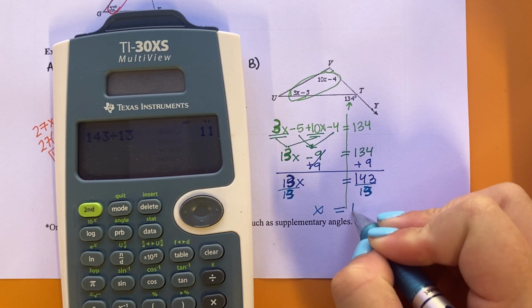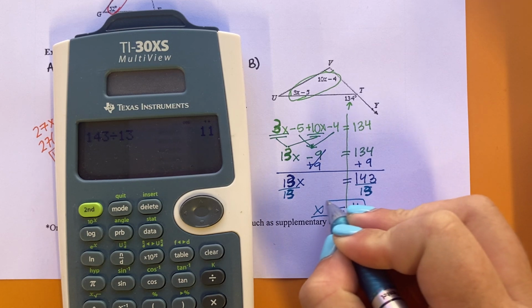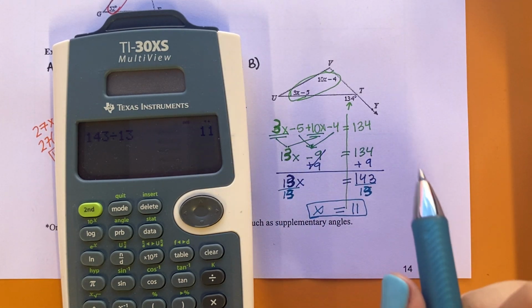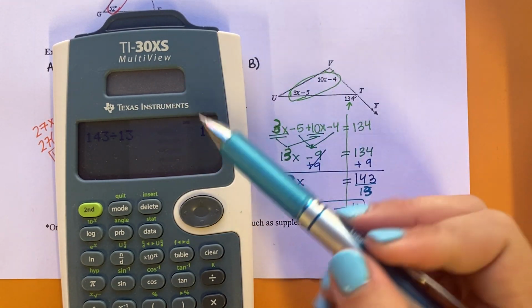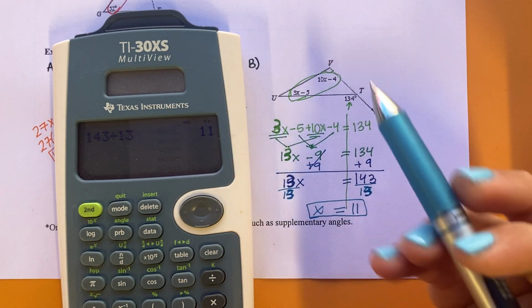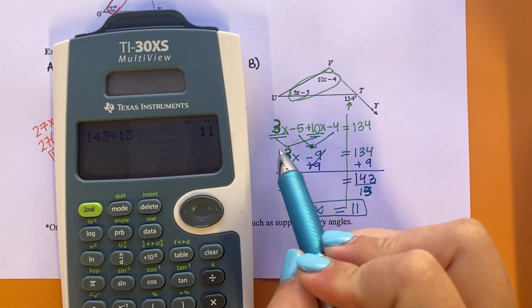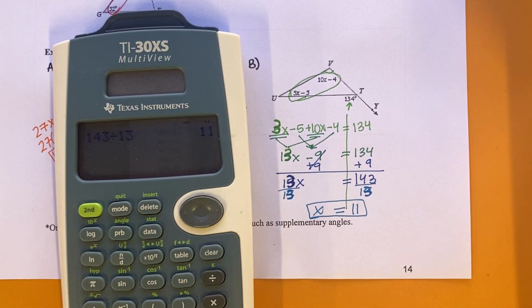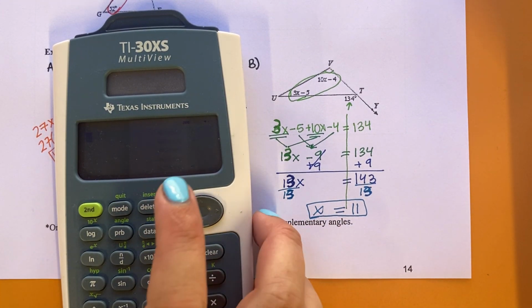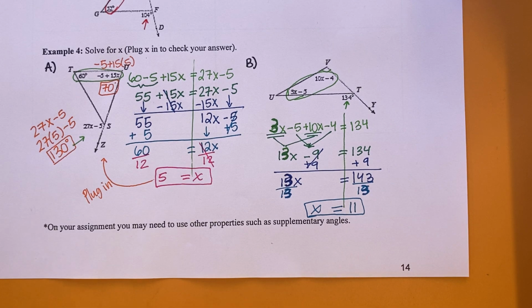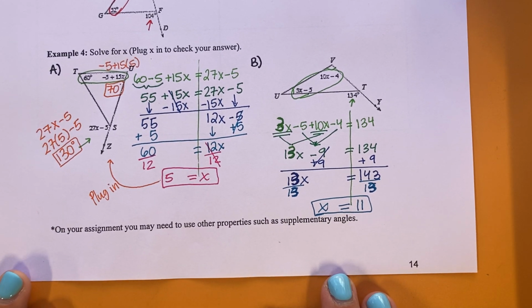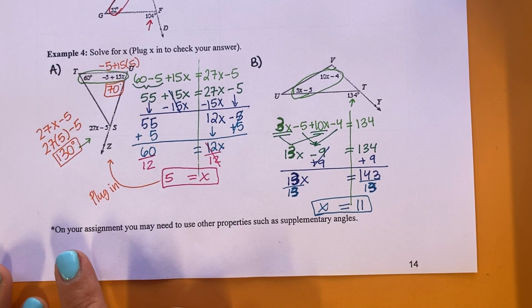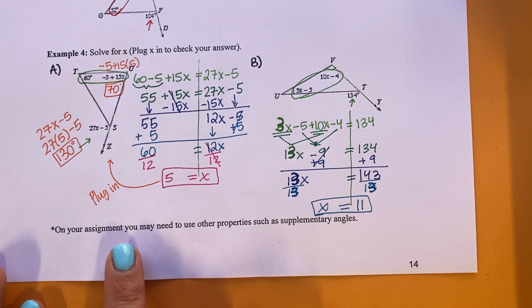X equals 11. So same thing on your assignments and on the exams for these. There will be whole numbers, so then you know to go through and check your algebra if you get decimals at the end. All right, for the rest of class, you will be doing the 1.4 assignment. Be aware that on your assignment you may need to use other properties such as supplementary angles to solve.